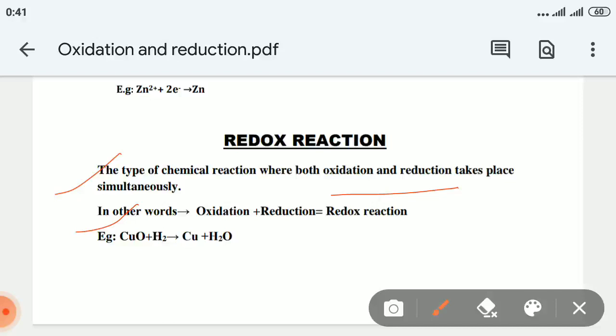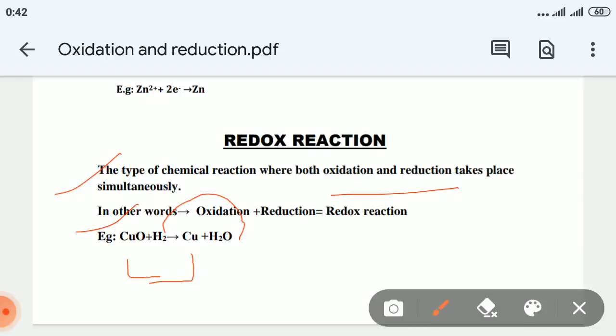Now just concentrate on the example, as it is very important, because you can see that in the example both oxidation and reduction are taking place, and that is why this is an example of a redox reaction. In the example, you can see that copper oxide is losing its oxygen and turning to copper, and hydrogen is accepting that oxygen.